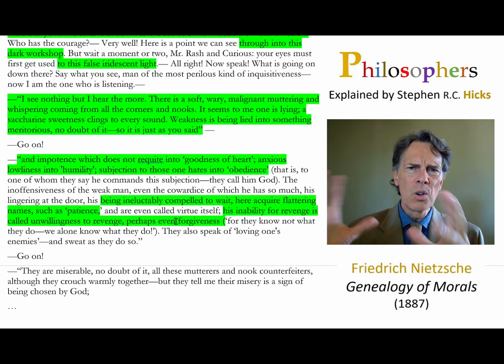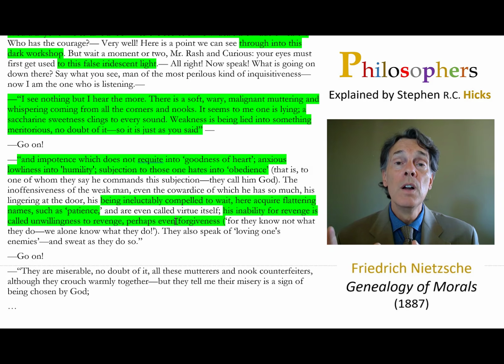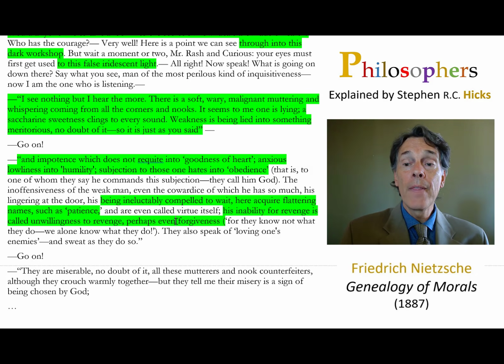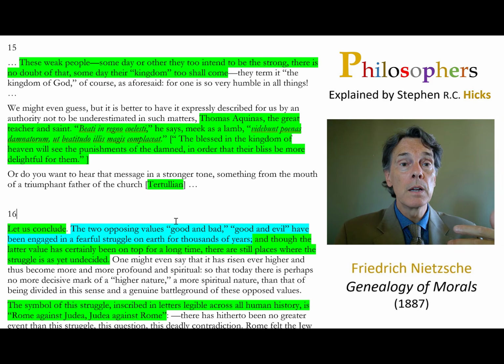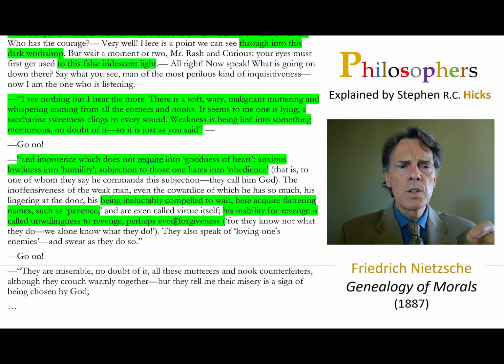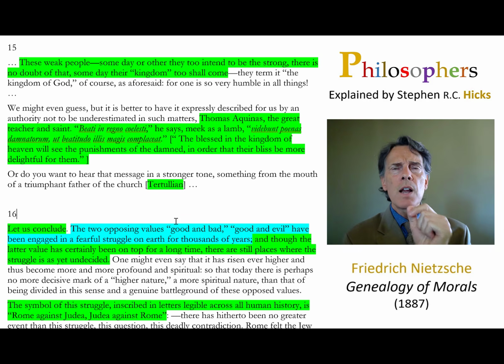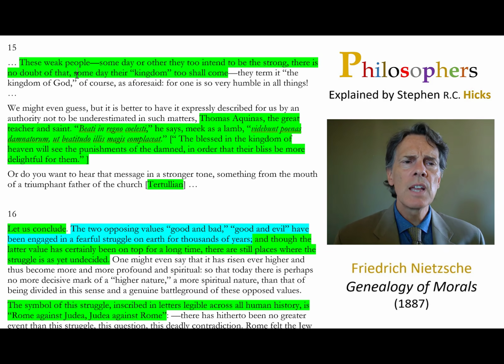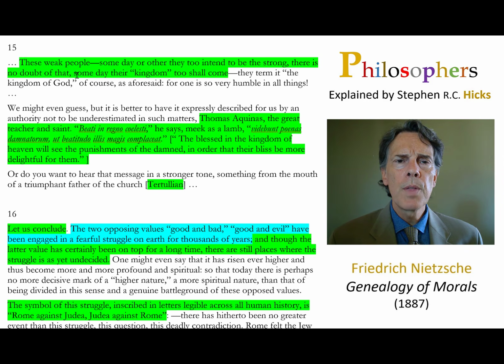So the point then is all of those virtues from Nietzsche's perspective are indications of a certain physical, psychological type, and it's a pathetic, weak type of physical, psychological type. And that is the origin of this competing moral code. He then goes on to argue that there's a kind of power play connecting up with this earlier theme about revenge. He does say, these people, someday or other, they too intend to be the strong. There is no doubt of that. Someday their kingdom too shall come.